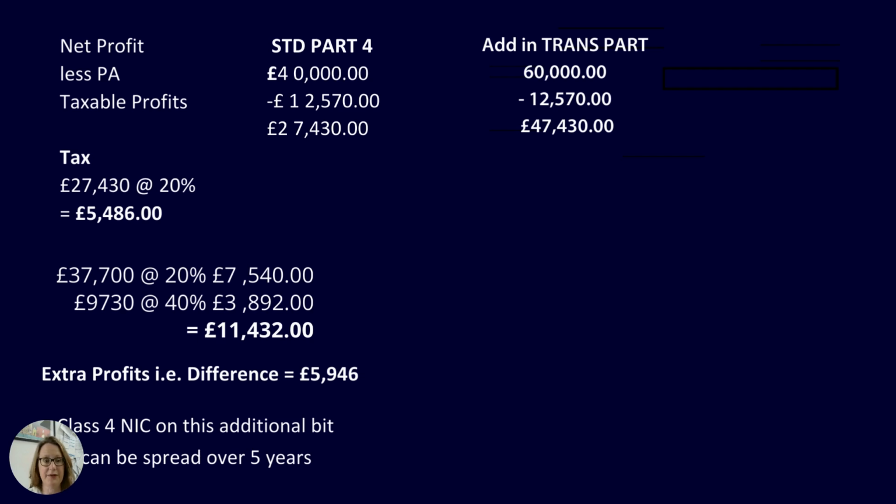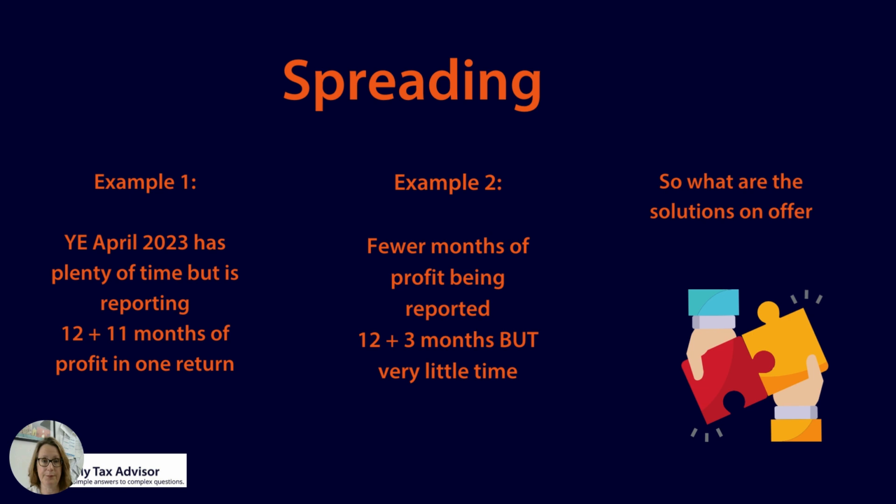47,430. Not surprisingly, that's generating a much higher tax bill because this tax amount here of 11,432 has a hefty portion which is being taxed at 40%, and that's what's pushing your tax bill up. The difference between these two figures is 5,946, and that is the additional tax burden that's coming out of this. Class 4 NIC is also chargeable on this. But this extra tax can be spread out over the next 5 years. If you decide to use 5-year spreading, then it will be spread out over the next 5 years.